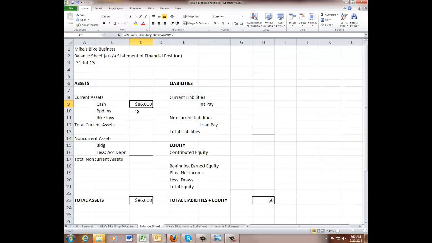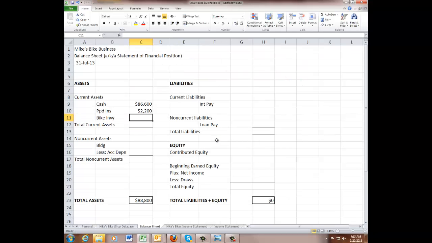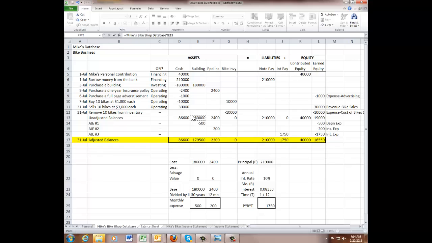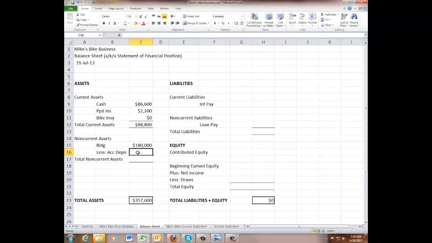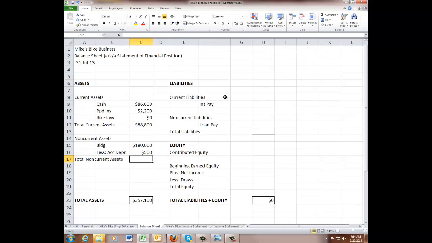Going back to the balance sheet, we can now get the amount for prepaid insurance. We hit equals, then go to Mike's Bike Shop database, and we get his prepaid insurance balance right there. Likewise, we can link inventory, which we know has a zero balance, to his balance sheet. So the sum of his current assets is $88,800. Mike's building, recall that he paid $180,000 for this building, but he has depreciated in his first month $500, which is this number right there. So the net of these two, of course, is what we call the accounting book value.